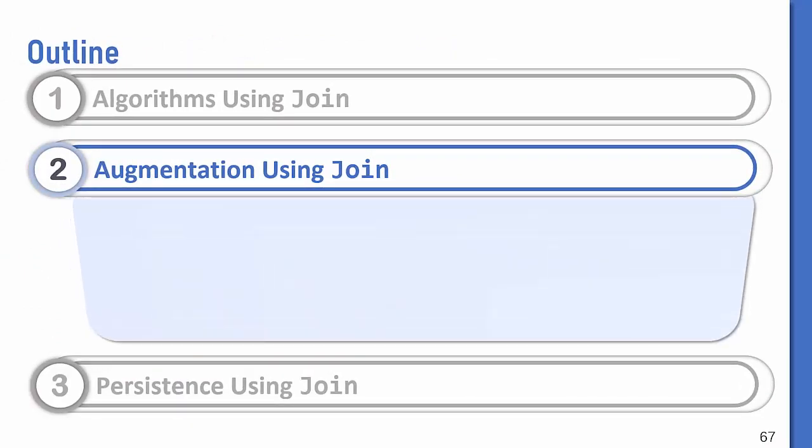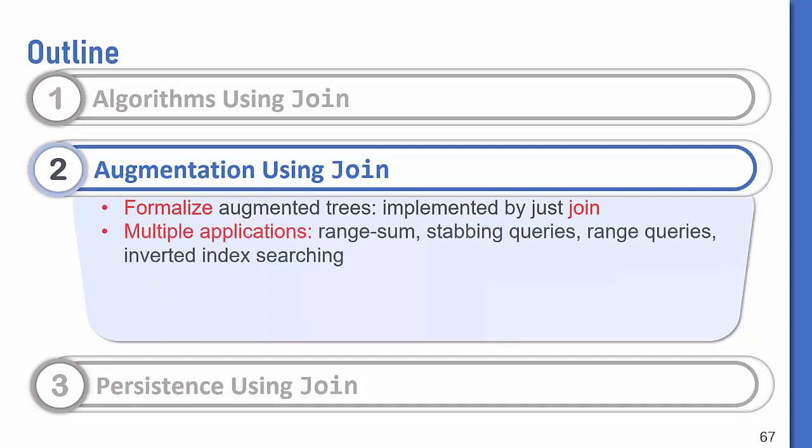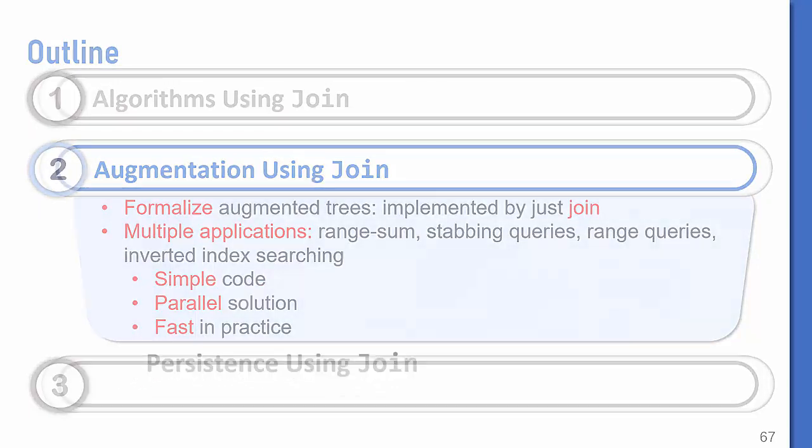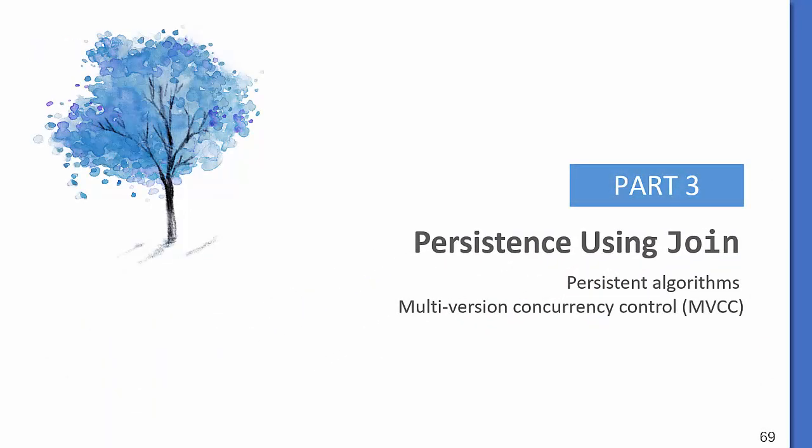Okay, this is the part for augmentation. We've seen the formalization of augmented trees. Its implementation can be supported by just join. We've seen how this can be used to support several applications that have simple code, parallel solutions, and are fast in practice. So our next part is about persistence using join. And especially, we'll use this property to support multi-version concurrency control on trees.